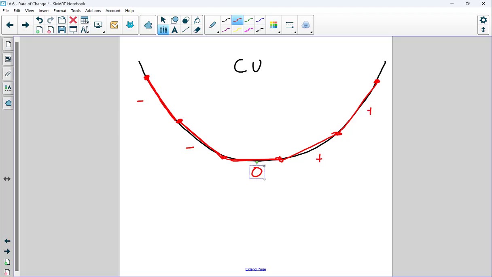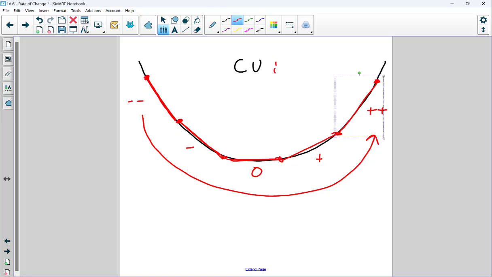This one's positive, and then this one's more positive. So what's happening, we have more negative, negative, zero, positive, more positive. As we travel around the concave up curve, the slopes are increasing in size. The slopes are always increasing.